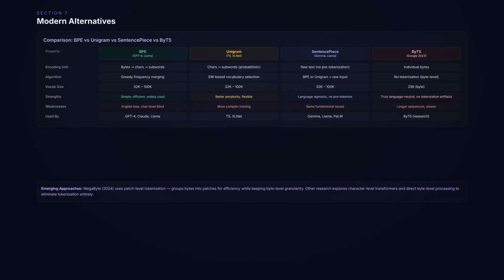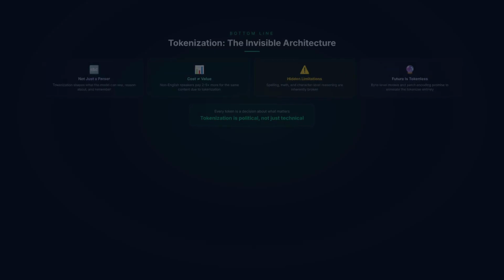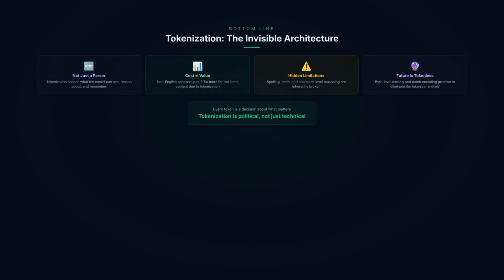MegaByte tries to close that gap with a clever hierarchical architecture. A global model processes patches of bytes, while a local model handles individual ones. It's elegant, but still experimental. No clear winner has emerged yet. Tokenization is the silent bottleneck in every LLM pipeline. It shapes cost, reasoning ability, and fairness, and most users never see it.